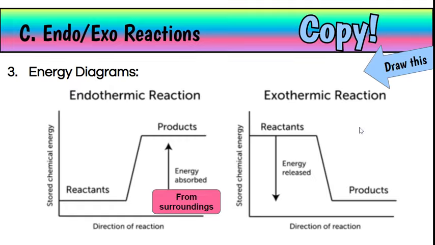Okay, let's talk about the exothermic version. It's just the opposite. The reactants start out high, and then the products go low in energy. And so in order for reactants to turn into the low energy products, they have to release energy to the surroundings.